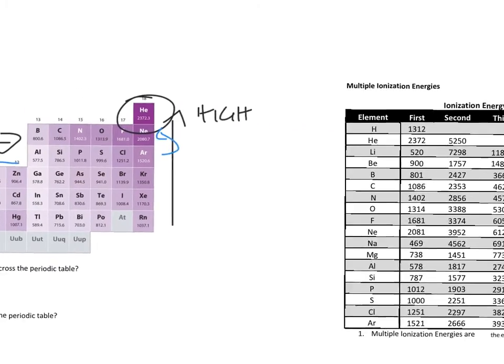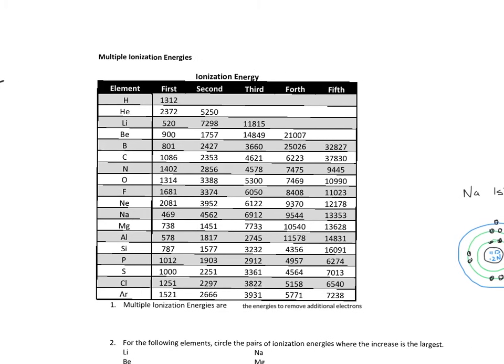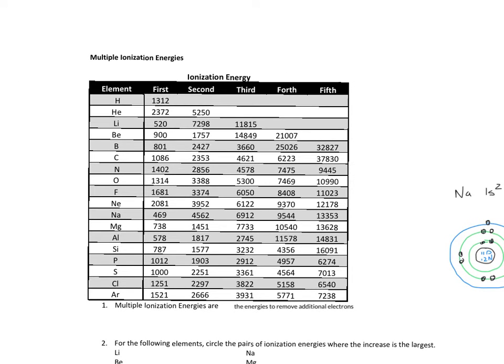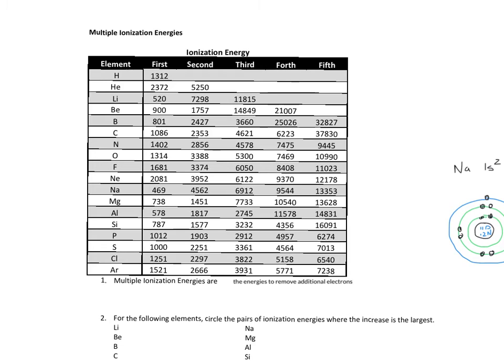We also looked at not just the ionization energy for the first electron, but for multiple ionization energies. And multiple ionization energies are the energies to remove additional electrons. So we had this chart here of the energy to remove the first, second, third, fourth, and fifth. And what I want you to note is that it always increases. The second electron is always more difficult to remove than the first, and the third is always more difficult to remove than the second.